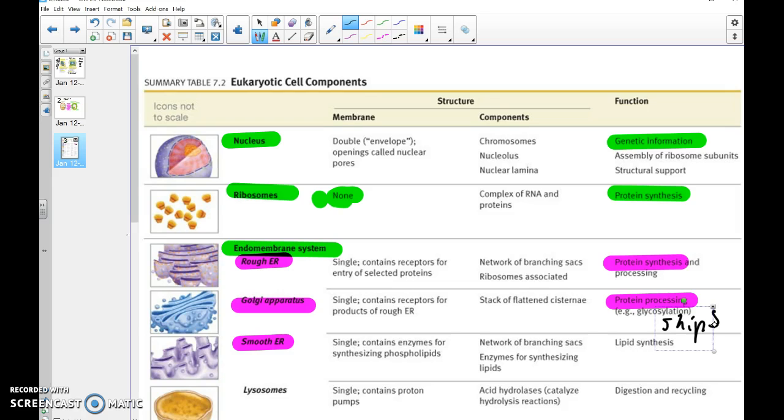And then you also have the smooth ER, which is also involved in synthesis, but this is also lipids. So when your body needs to make fat, say for fat storage, your body needs to make fat because it needs to make a hormone. Your body needs to make fat because it needs to make cholesterol. That's what the smooth ER is for.